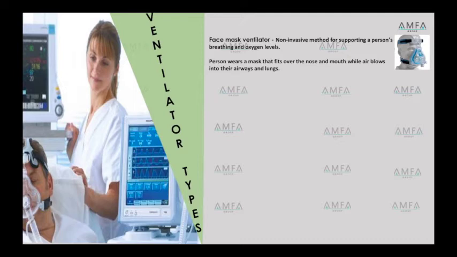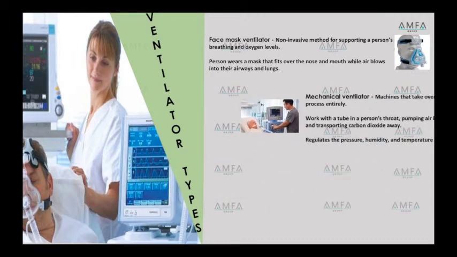In a face mask ventilator, the person wears a mask that fits over the nose and mouth, completely sealed with no gaps, and the air blows into the airways and lungs at a good predefined pressure, so that the oxygen, the air is supplied and the patient is able to inhale the gas.